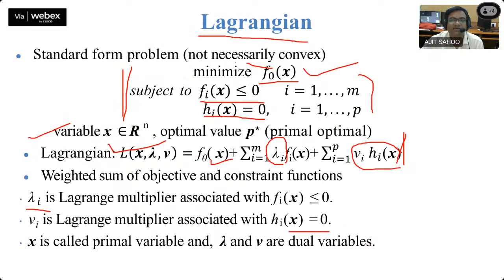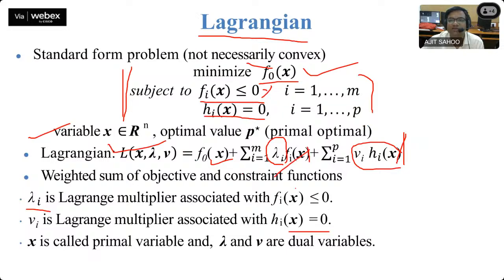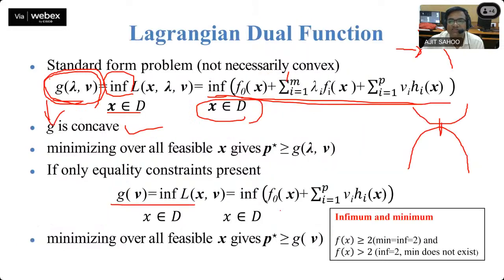Suppose inside your problem this inequality constraint is not there, so the form will come this way. Only that lambda part will not come. This part will not come, if only equality constraint is there. Why am I saying only equality? The problem which we will deal with in this talk has only equality constraints. There is no inequality constraint.